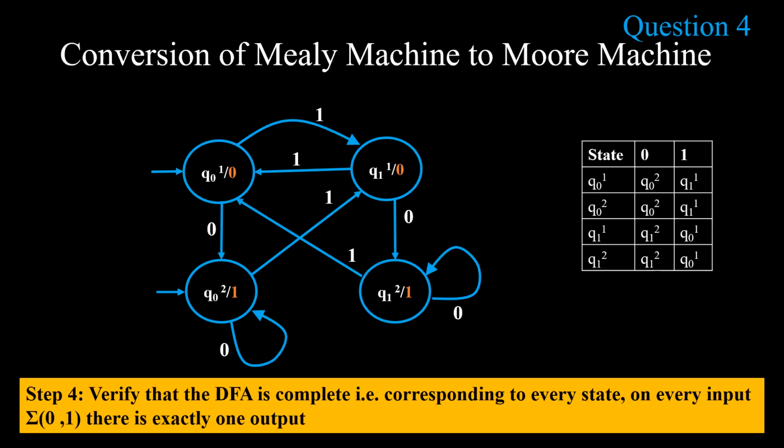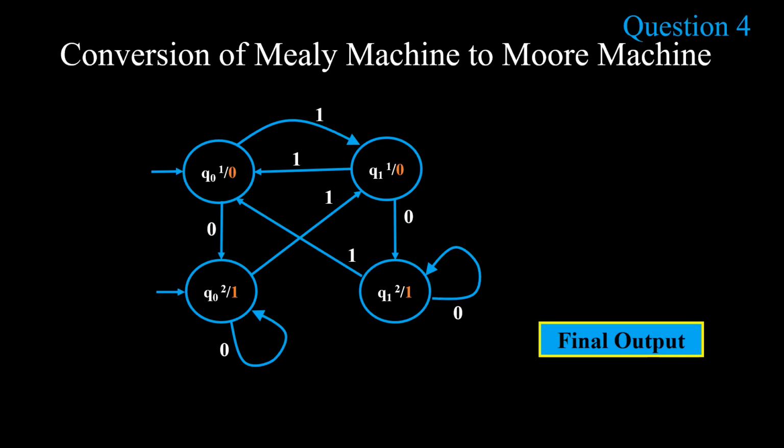We will check the entire machine through a table that it is a complete DFA, because it is a condition for Mealy and Moore machine conversion that the DFA should be complete. We will check this. We find yes, that DFA is complete. So this is the final output.